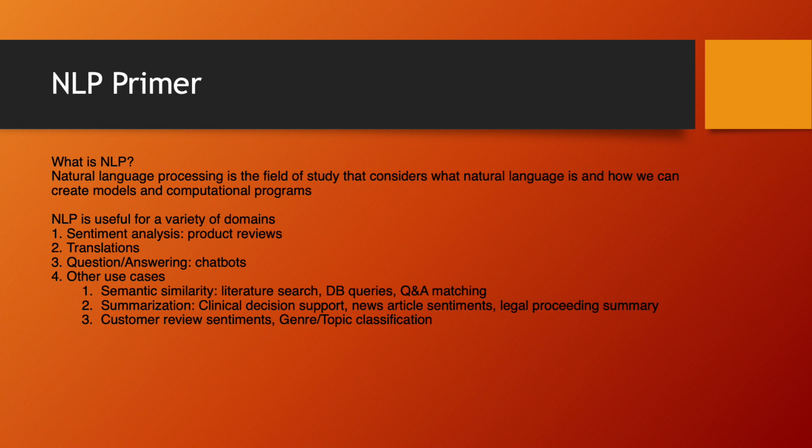So what is NLP? Natural language processing is a field of study that considers what natural language is and how we can create models and computational programs. NLP is useful for a variety of domains: sentiment analysis, for example product reviews; translation, for example English to French or French to German; question answering; chatbots; and other use cases such as semantic similarity, for example literature search, DB queries, Q&A matching; and summarization like clinical decision support, news article sentiments, legal proceeding summaries, customer review sentiments, and genre and topic classification.